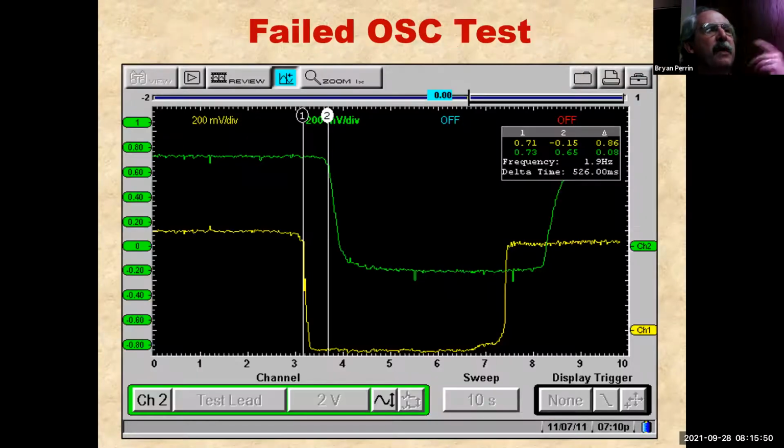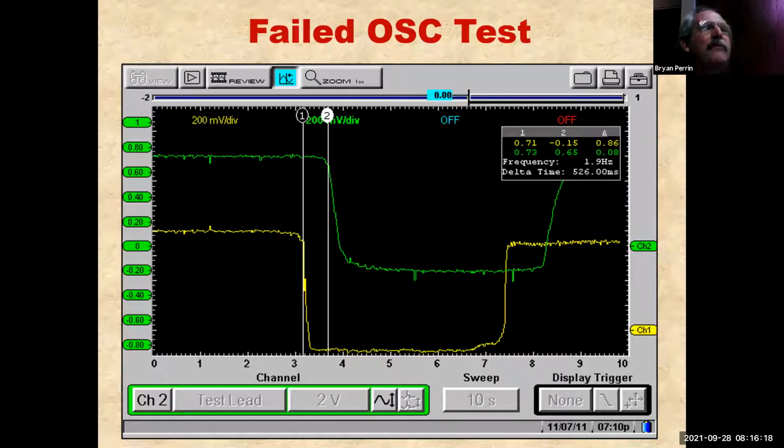So here's a failed OSC test. Here we're using a lab scope. And this happens to be an old Vantage. So we can see here is my front sensor in yellow, my rear sensor in green. I've got 526 milliseconds, which is my delta time. So delta time is the difference between the two cursors, which we talked about when we were talking about scopes. So only 526 milliseconds, which is low.